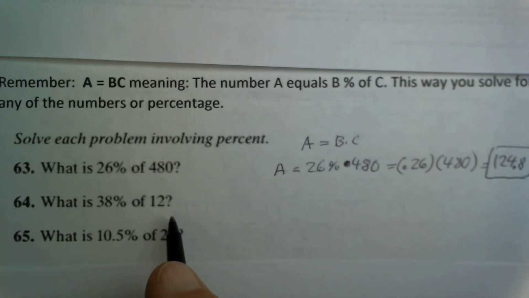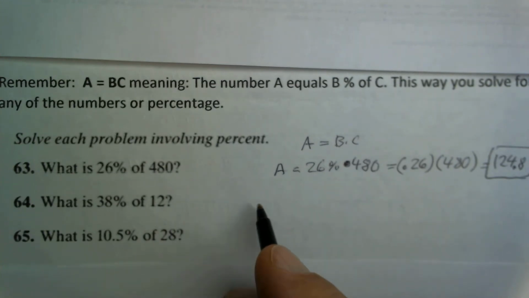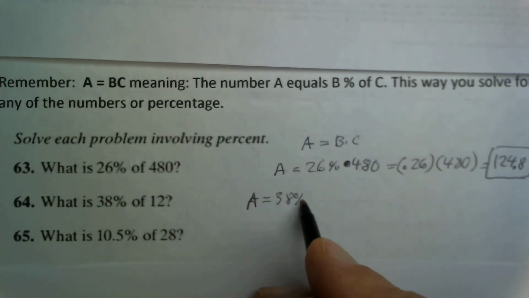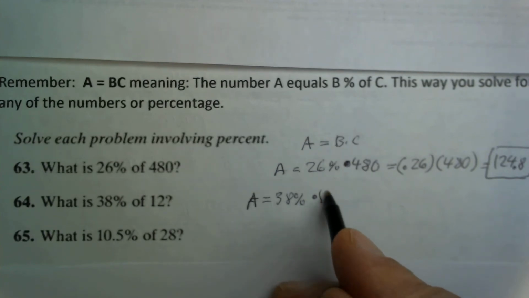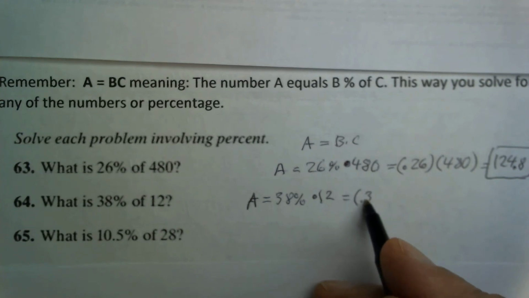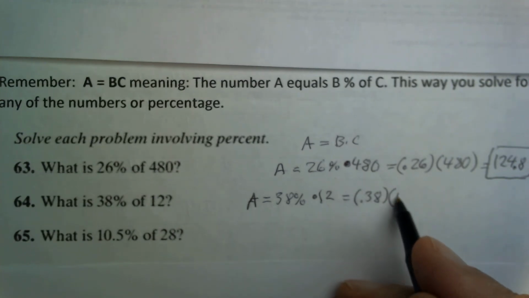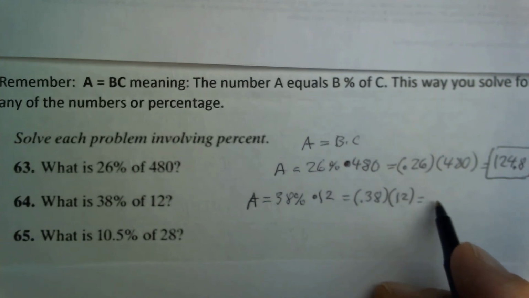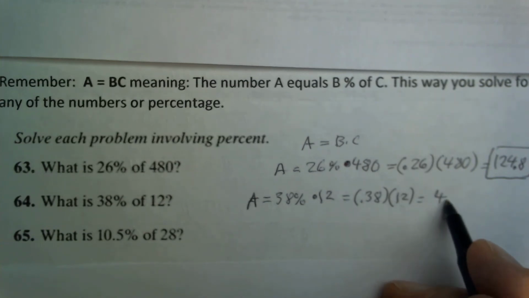Similarly, what is 38% of 12? Again, ABC. A equals, and the percentage here, of course, is 38%. Again, of means times 12, or 0.38 times 12, and that's equal to 4.56.